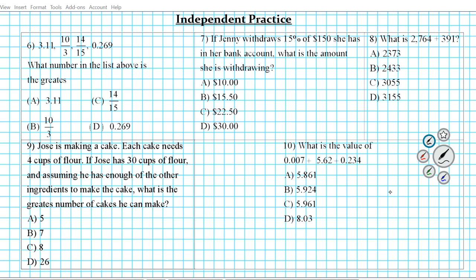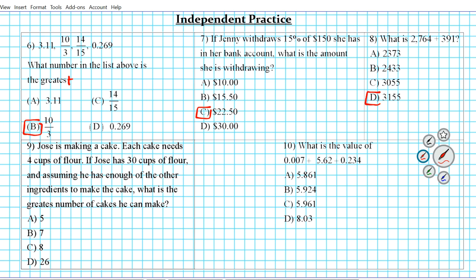Welcome back. So hopefully you had a chance to try the problems. The answers are as follows. To number 6, the answer is 10 over 3. That's the greatest. It's 3.3 repeating. It's bigger than everything else. For question number 7, the answer is $22.50, option C.